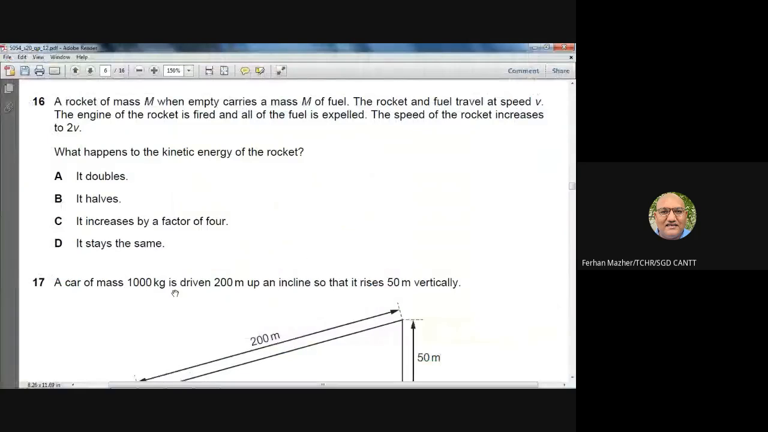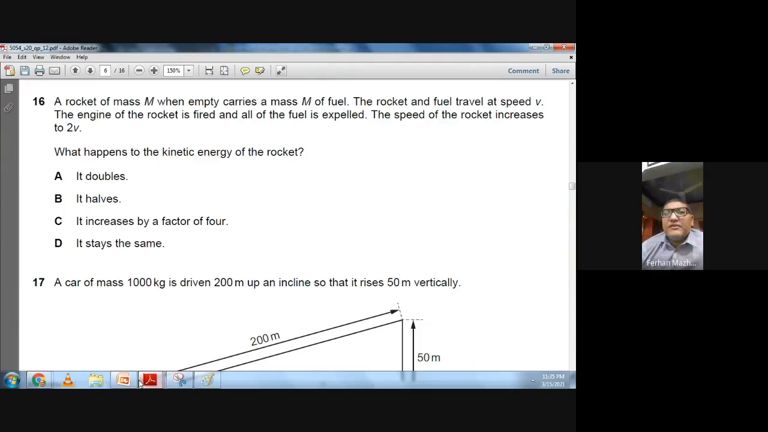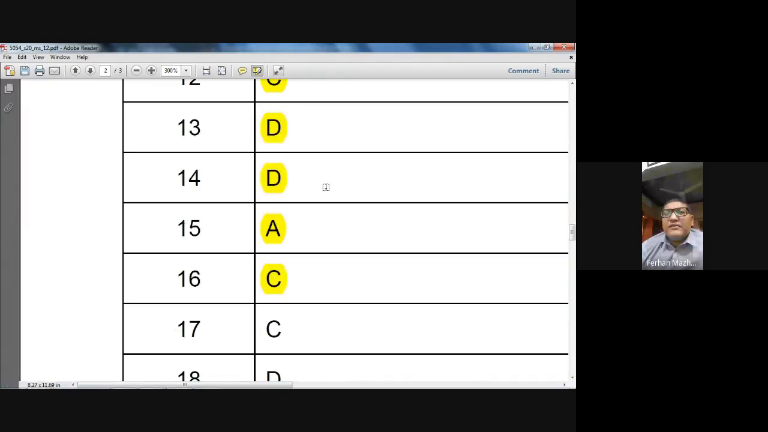What happens to the kinetic energy of the rocket? It doubles, it halves, it increases by a factor of 4, it stays the same. C looks the right option. It increases by a factor of 4. Let me first check the answer. Then question number 16, C is the right option.